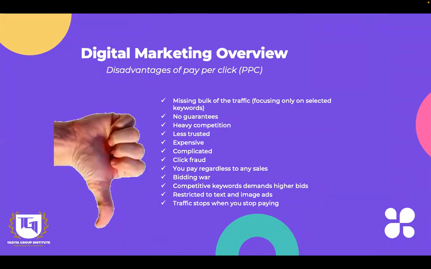Missing bulk of the traffic. Okay, so when it comes to search engine marketing, they only focus on those who are interested in what you have. Okay, and they only focus on the selected keywords. They don't go beyond that. That's the meaning of missing bulk of the traffic, which means that your traffic is directed to a specific direction. There is no guarantee that you're going to make sales.